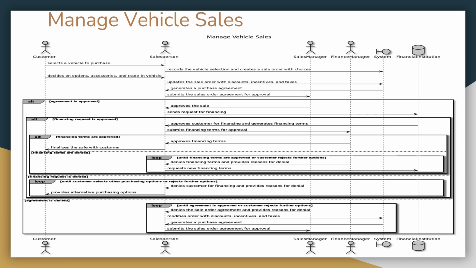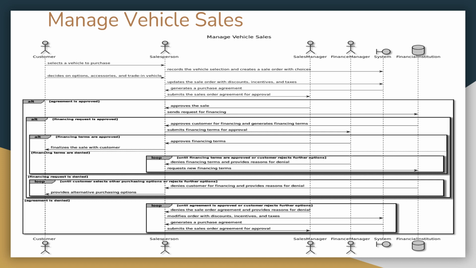In case of financing, the financing request is sent to the financial institutions. Again, there are two possible outcomes. Either the financing request is approved or denied by the financial institution. This is shown by the alt frame labeled financing request is approved on the diagram.